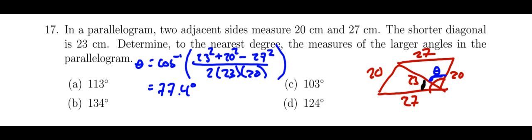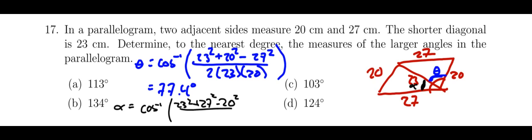Okay, now I'm going to do exactly the same thing, except I'm going to do it for that black angle here, and I'll call that alpha. Alpha will be equal to the inverse cosine of, in this case, the 20 that's opposite it. So inverse cosine, and that will be 23 squared plus 27 squared minus 20 squared divided by 2 times 23 times 27. And I'm going to get 46 degrees roughly.